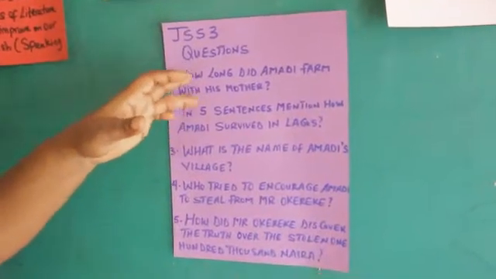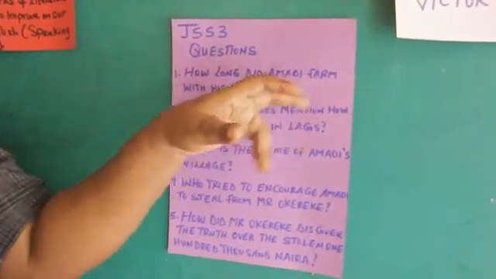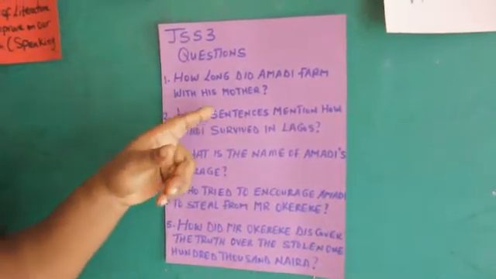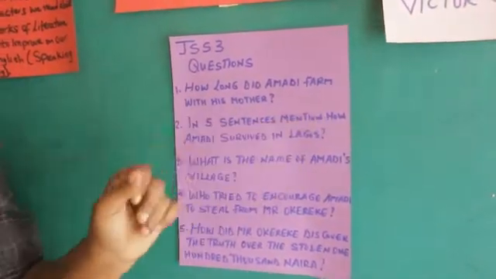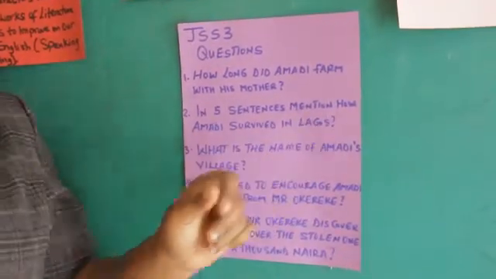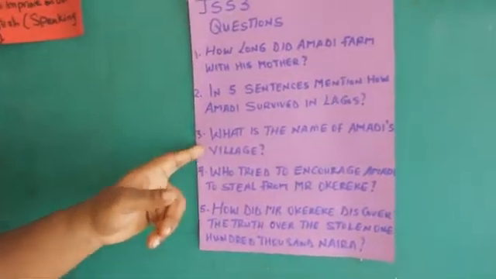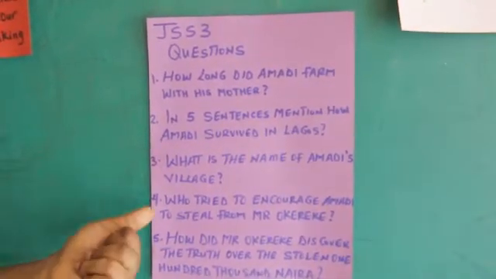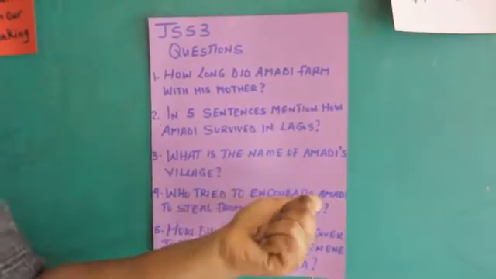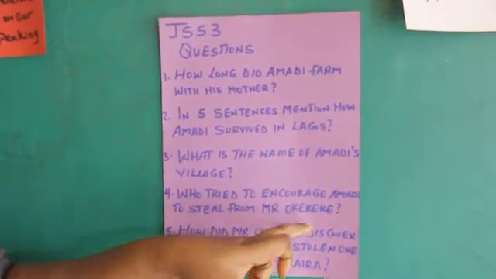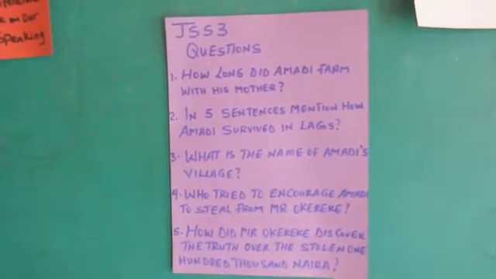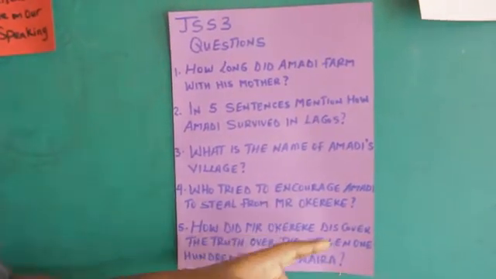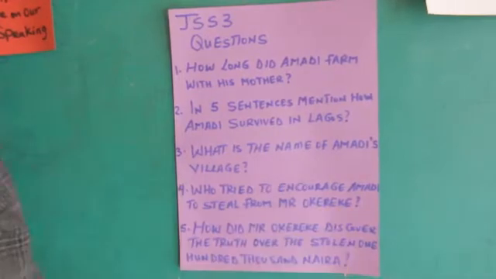Okay children, I would like you to answer these questions and give us your answers. Number 1, how long did Amadi farm with his mother? Number 2, in 5 sentences, mention how Amadi survived in Lagos. Number 3, what is the name of Amadi's village? Number 4, who tried to encourage Amadi to steal from Mr. Okereke? And number 5, how did Mr. Okereke discover the truth over the stolen 100,000 naira?